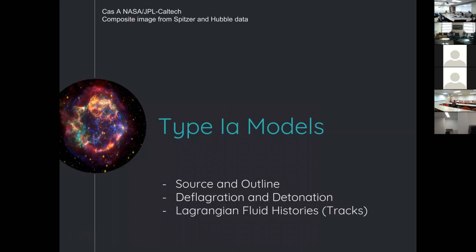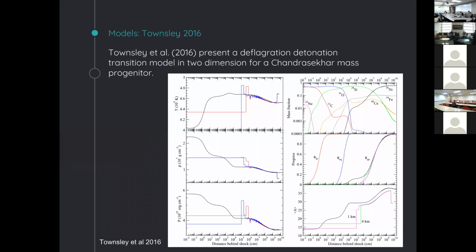So I'll briefly outline the source of our models, talk quickly about deflagration and just mention detonation, and then talk about the fluid history tracks that we have and some of the techniques that are used to clean those up. Townsley et al. present deflagration-detonation transition models in 2 dimensions, which is the work that we have at the minute, although I believe there are 3-dimensional models ready to go and be post-processed.